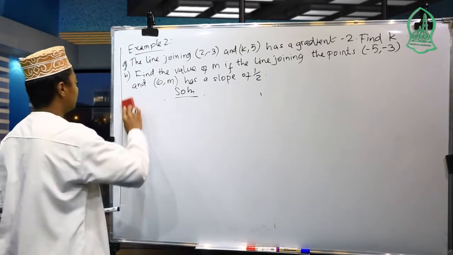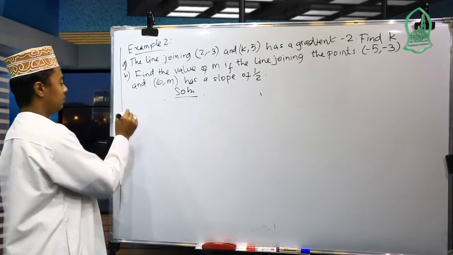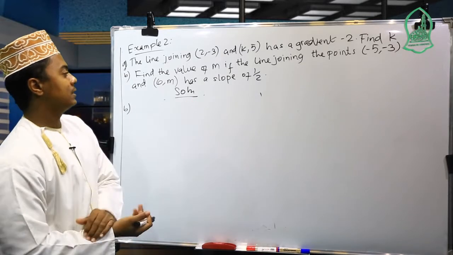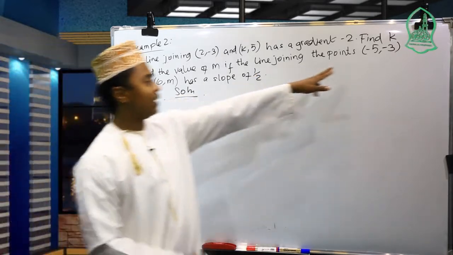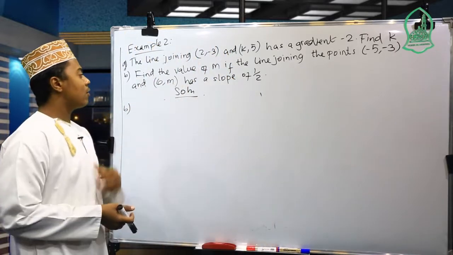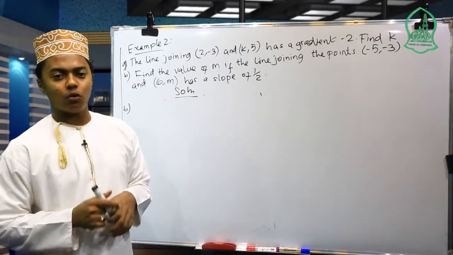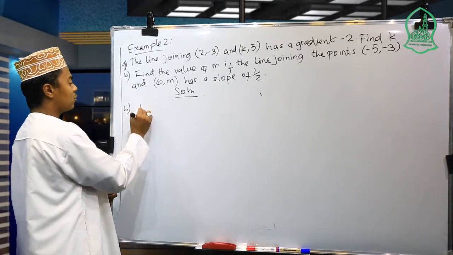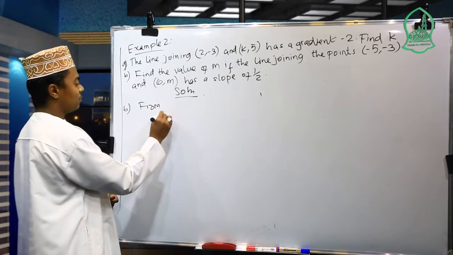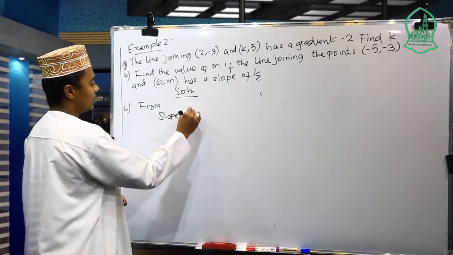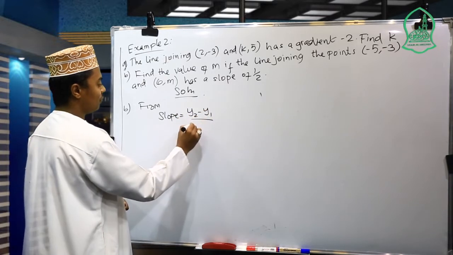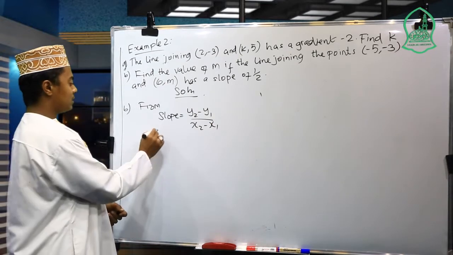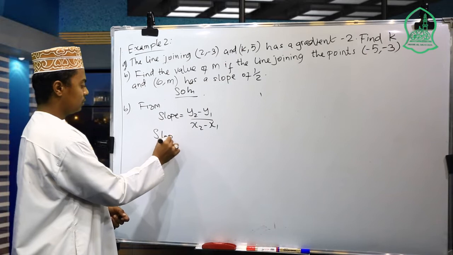So question number B. Find the value of m if the line joining the points negative 5, negative 3 and 6, m has a slope of 1 over 2. So here we just refer to the formula. Slope equals y2 minus y1 over x2 minus x1. So we have this slope. The slope is 1 over 2.